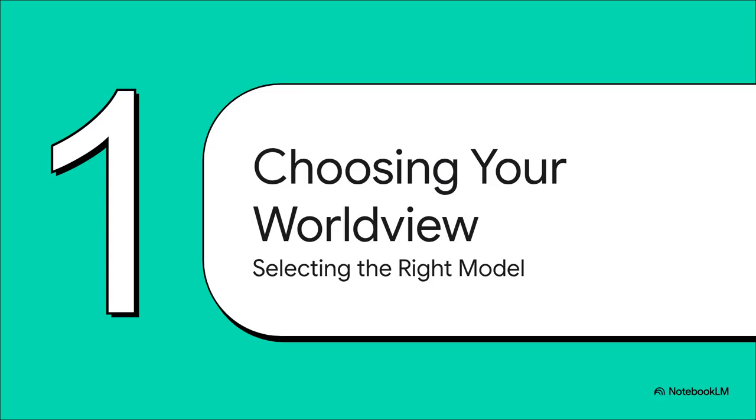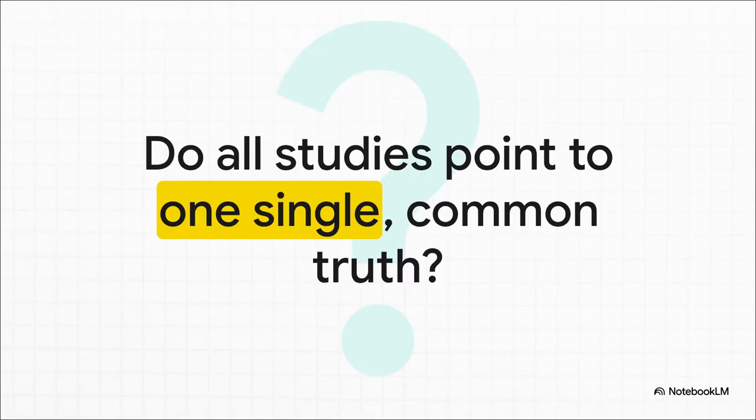Okay, our first stop is the most fundamental choice of all. And honestly, it's almost philosophical. It's about deciding on the very nature of the truth that you're even looking for. And that boils down to this crucial question. Are all of these different studies trying to measure one single, unchanging truth, or could the true effect actually change depending on the context? Your answer to that question determines the entire statistical model you're going to use.